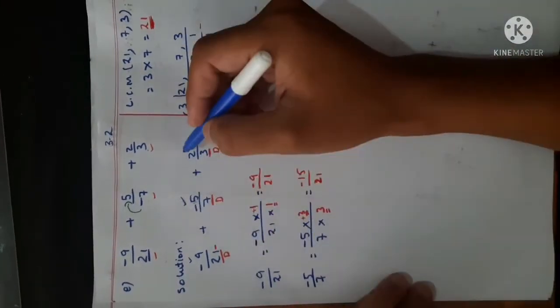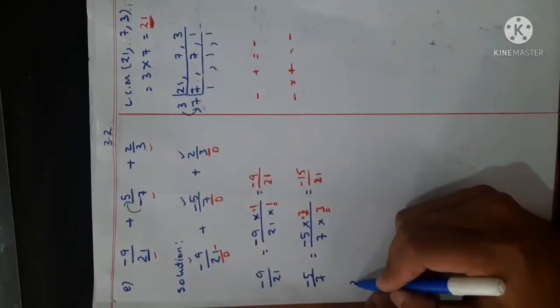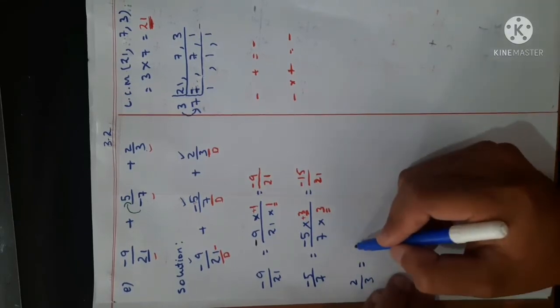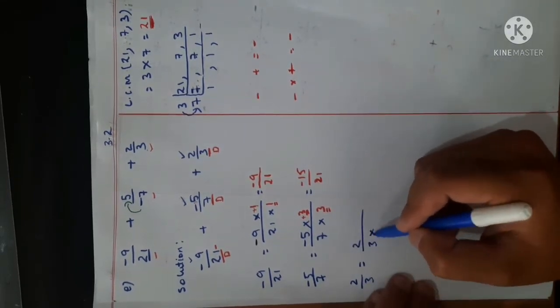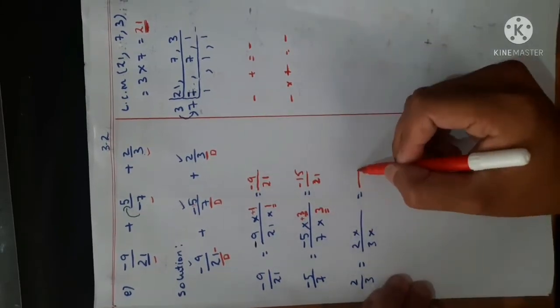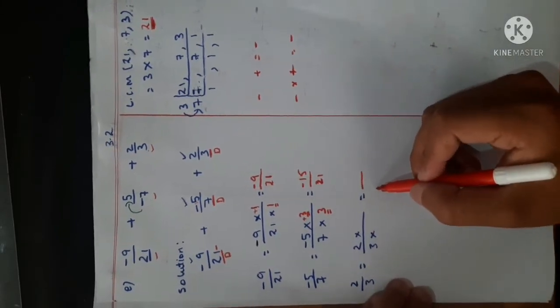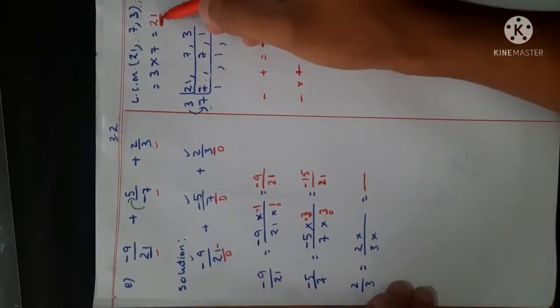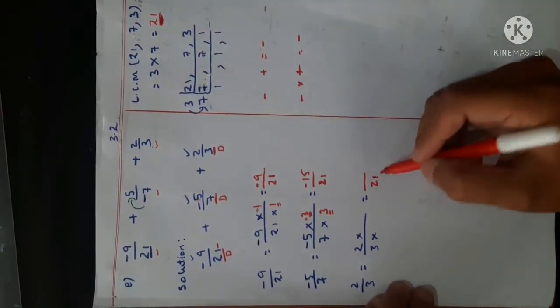So for the last rational number, 2 by 3. 2 by 3 equal 2 by 3 multiply, we will get equal. Here again we have to have the denominator as the LCM, 21. So we just write here 21.